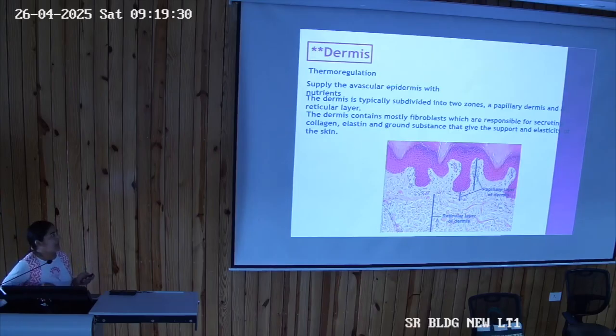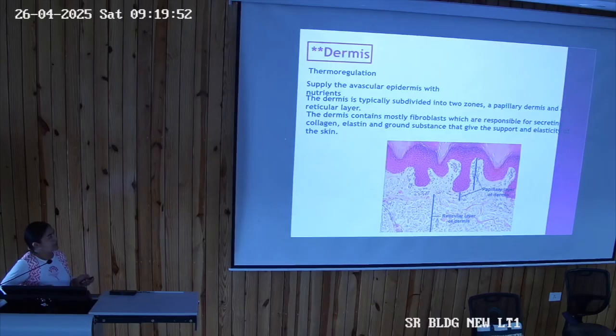Next is supplying the avascular epidermis with nutrients. The epidermis doesn't have any blood vessels, so it is avascular. This nutrient supply occurs with the help of the dermis, which contains the blood vessels. The dermis is divided into two zones, a papillary zone and the reticular layer.